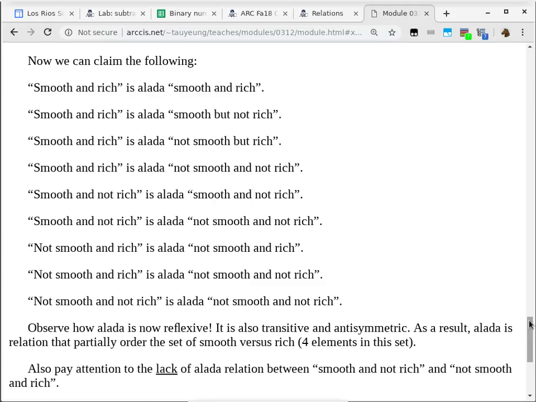So once again, it is reflexive. Everything relates to itself. It is antisymmetric. Is it antisymmetric? If you look at it, it doesn't seem obvious, but it is antisymmetric. Okay, so without looking back in the notes, what is the definition of antisymmetric?